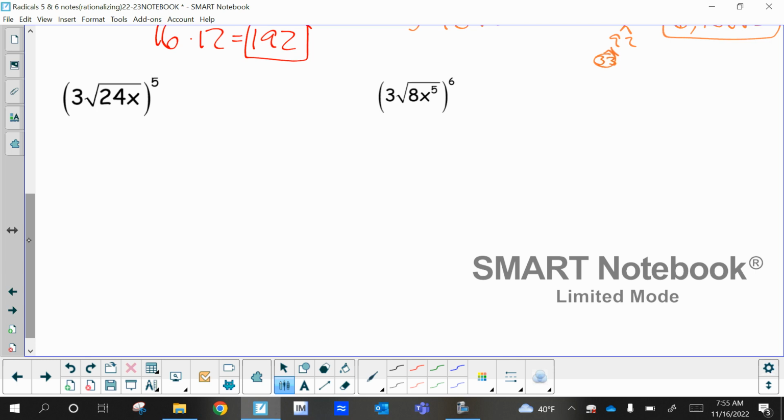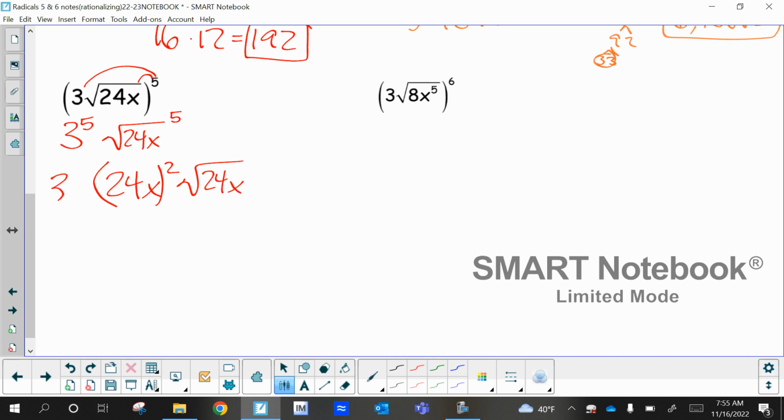So the 5, we're going to distribute. Okay, I'm going to do the distributive way this time around instead of expanding and writing that out 5 times. So I'm going to distribute the 5, so I get 3 to the 5th radical 24x to the 5th. Okay, what is half of 5? 2 and a half. And then I still have 3 to the 5th out in front. Okay, and then you want to distribute over here as well. Okay, so you have 3 to the 5th, 24 squared, x squared, radical 24x.